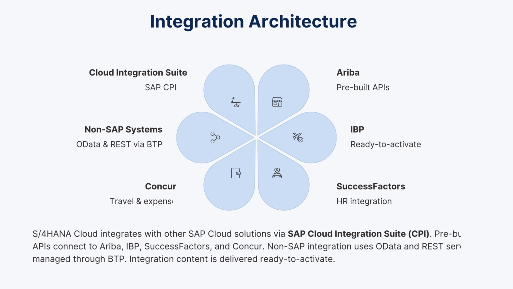Integration architecture. Integration in the cloud world is simplified but powerful. S/4HANA Cloud connects to other SAP solutions like Ariba, IBP, and SuccessFactors through SAP Cloud Integration Suite, CPI. Non-SAP systems use OData or REST APIs. Most integration content is pre-delivered, allowing consultants to activate scenarios quickly instead of developing from scratch.